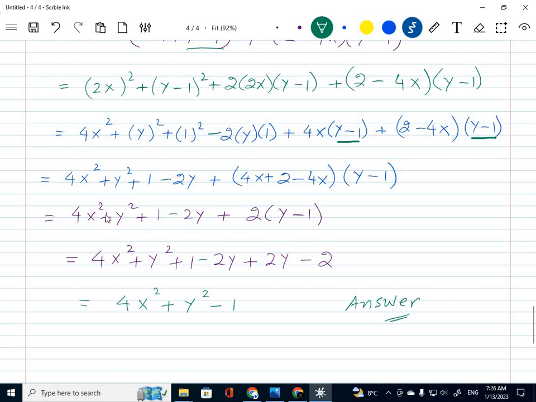These terms are as they are, and now I have multiplied 2 to y and negative 1. So it becomes 2y and negative 2. This y term and this y term also cancel out, and plus 1 minus 2 is minus 1. So this is what is left behind, and this is our answer.